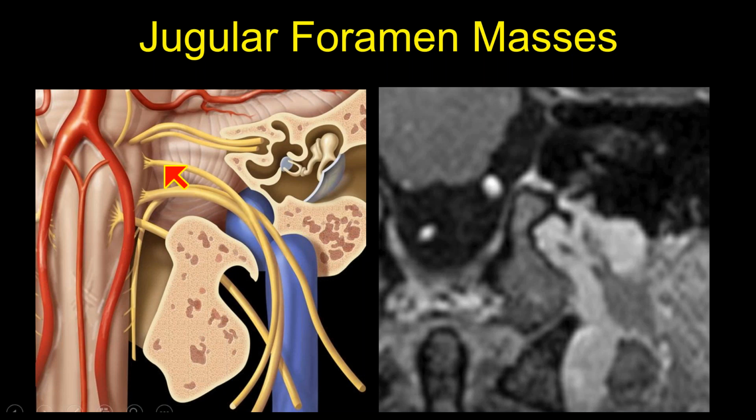So here's a normal graphic. Again, we have 9, 10, and 11 going over the head of the bird, and then we have 12 coming under the beak of the bird through the hypoglossal canal. So we have the jugular bulb and 9, 10, and 11 going through the jugular foramen.